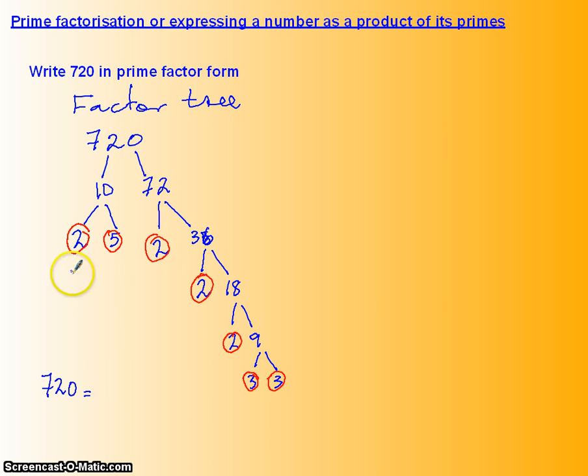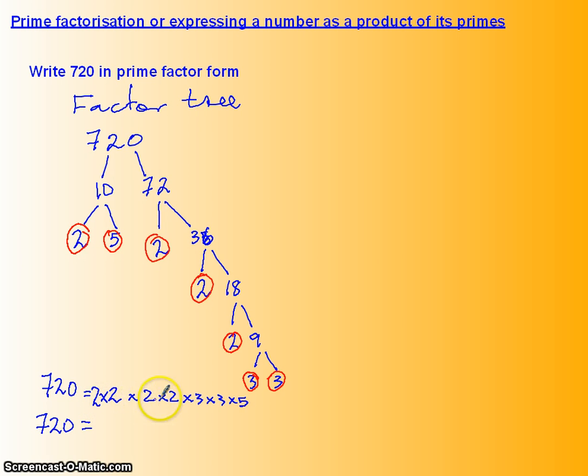that would equal, let's put them in order, 2 times 2 times 2 times 2 times 3 times 3 times 5. Okay, now we can express it in index form as well. So we would have 720, we multiply 2 by itself 4 times, there are 4 of them, 1, 2, 3, 4.